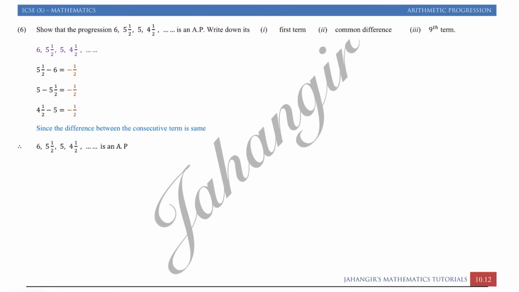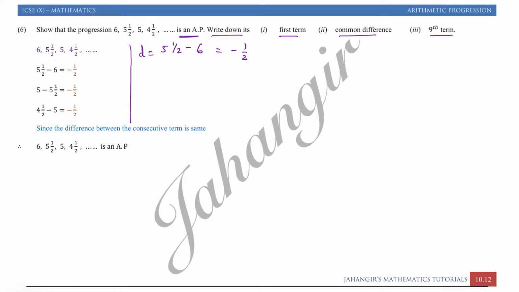Question number 6. Show that 6, 5.5, 5, 4.5 is an AP. Write down its first term, common difference and ninth term. So again first we will show the difference between the consecutive terms is the same. That is D is equal to 5.5 minus 6, that is equal to minus half. That is second term minus first term.